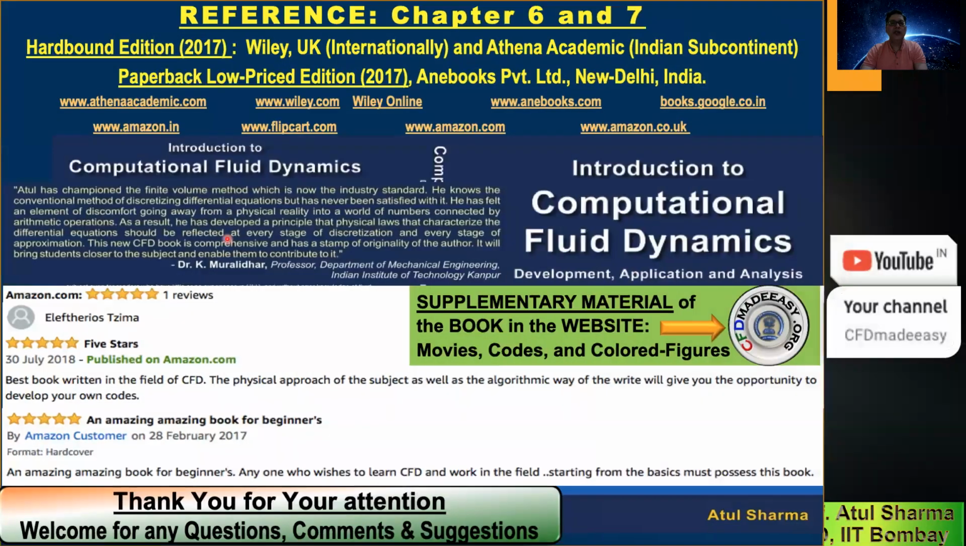You can get the details in chapter 8 of the book Introduction to Computational Fluid Dynamics: Development, Application and Analysis.